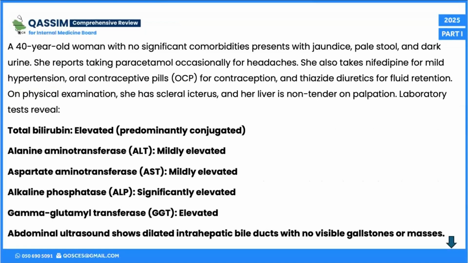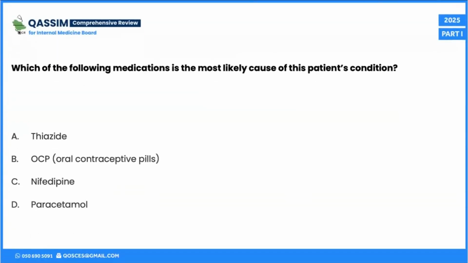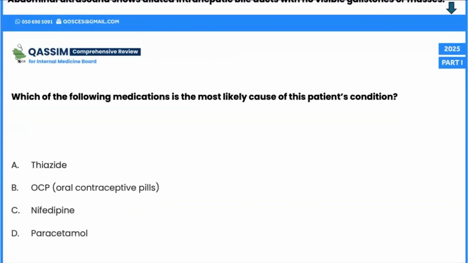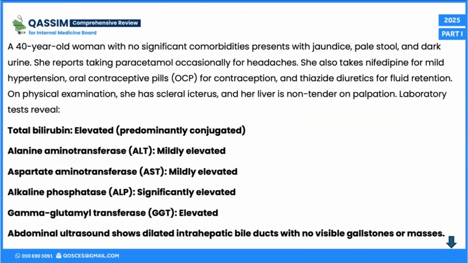Laboratory showing elevations in total bilirubin. ALT is mildly elevated. AST is mildly elevated. Alkaline phosphatase is significantly elevated. GGT is elevated. Abdominal ultrasound shows dilated intrahepatic bile ducts with no visible gallstones or masses. Okay, so which of the following medications is the most likely cause in this patient? So we have a scenario suggestive of cholestatic liver disease.